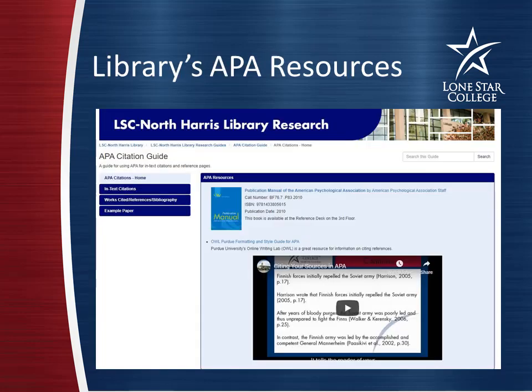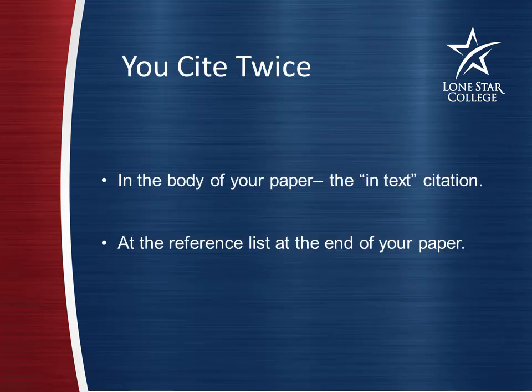First, library resources. The library maintains a web page of resources designed to help you cite your sources correctly according to the 7th edition of the APA manual. You can find a link to this page in the YouTube video description. These resources include a sample paper, a guide to citing sources in the body of your paper, and a guide to citing your sources in the reference list at the end of your paper. The library also owns a few print copies of the APA 7th edition manual, which you can find at the reference desk. Now let's move on to citing in the body of your paper.